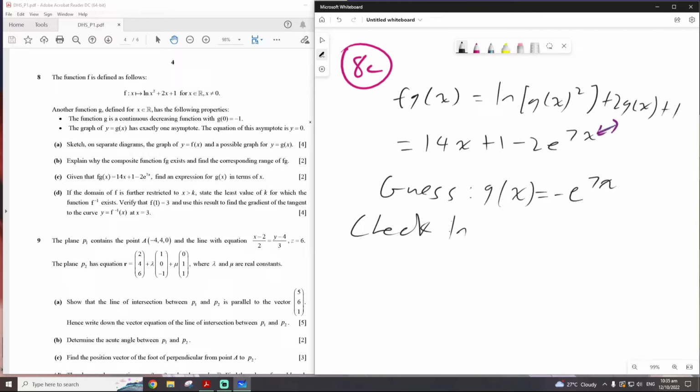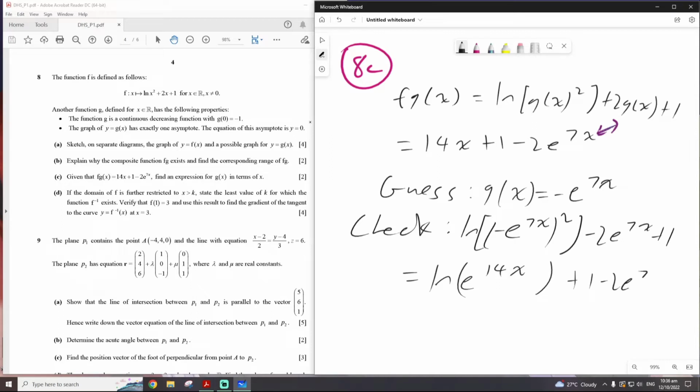So check: ln of negative e power 7x squared minus 2e^7x plus 1, and this is e power 14x, right? Plus 1 minus 2 e power 7x, and ln e something is just the thing itself, so 14x plus 1 minus 2e^7x, okay, which is correct. So actually the g of x is negative e power 7x, okay?